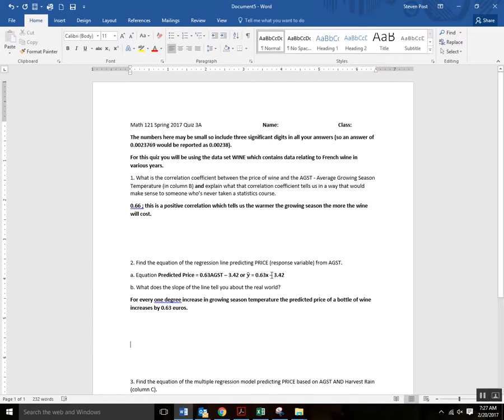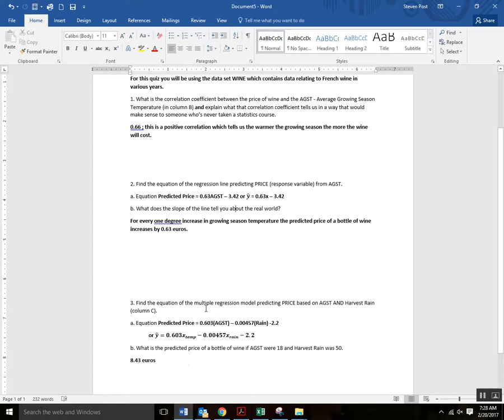What does the slope tell you? Well, the slope of a line is the coefficient, the multiplier of the explanatory variable. It's the 0.63 here. So that's the slope. Well, what does the slope tell us? Slope tells us how much the output changes when the input changes by 1. So for every 1 degree increase in growing season temperature, every time x increases by 1, the predicted price of a bottle of wine increases by 0.63 euros. So that's the interpretation. The slope always tells you how much y changes when x changes by 1.